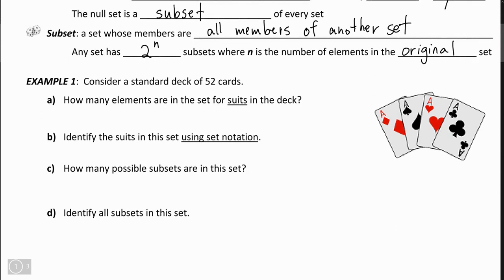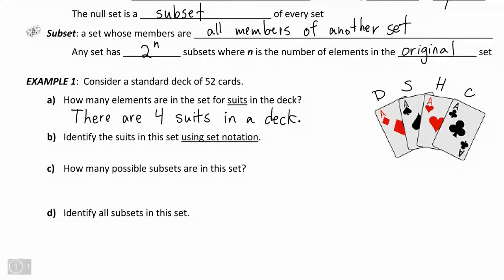Example 1, consider a standard deck of 52 cards. Part A, how many elements are in the set of suits in the deck? So what are the suits in a deck of cards? Well, in the picture here you have diamonds, spades, hearts, and clubs. I'm just going to use these 4 letters to make it easier for us. So there are 4 elements, or 4 suits, in a deck.